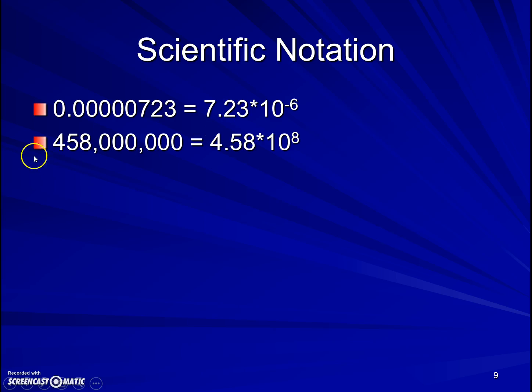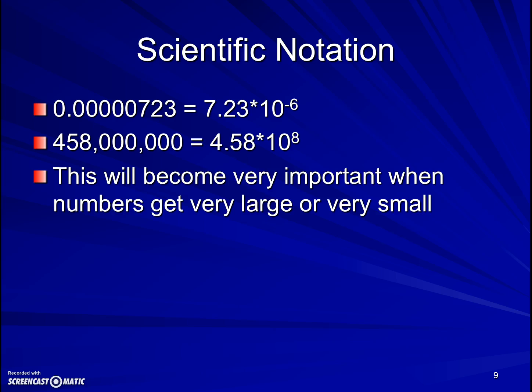Let's take this number, 458 million. We can rewrite that as 4.58, but to do that, we've made the number smaller by 8 decimal places. So 458 million is equal to 4.58 times 10 to the 8th. And so quite often in chemistry we'll write numbers in scientific notation, or some books will call it exponential notation, and it'll be a convenient way of representing very large or very small numbers.